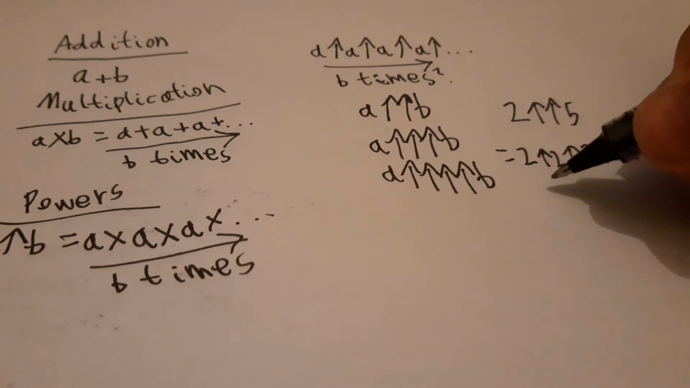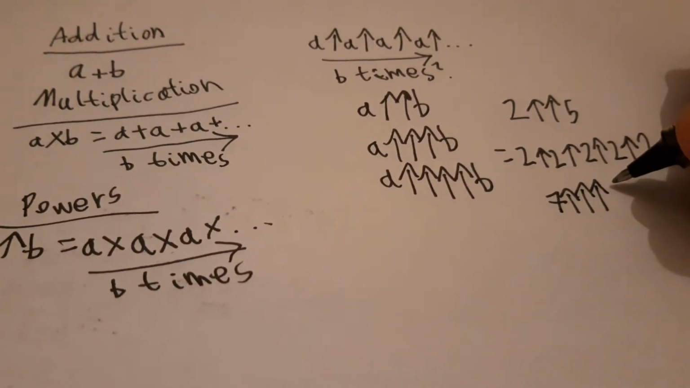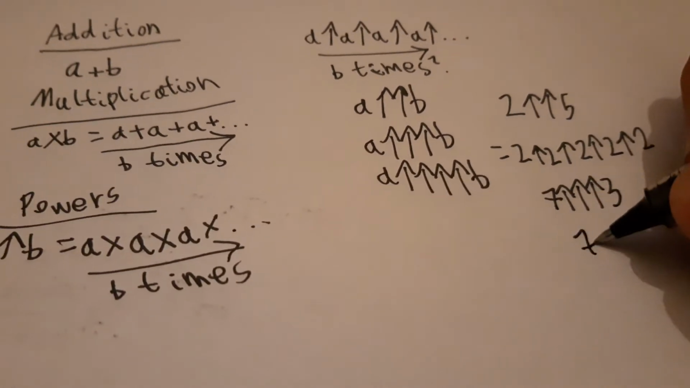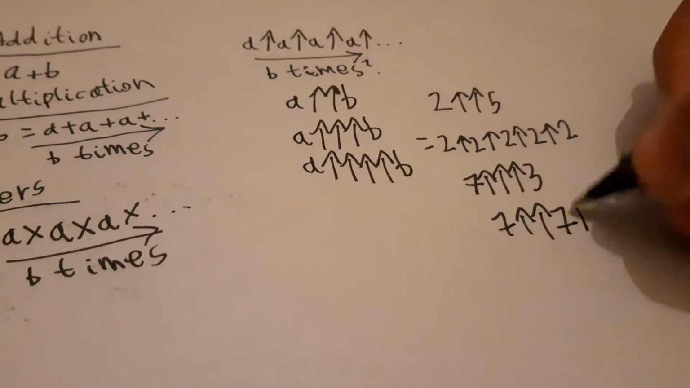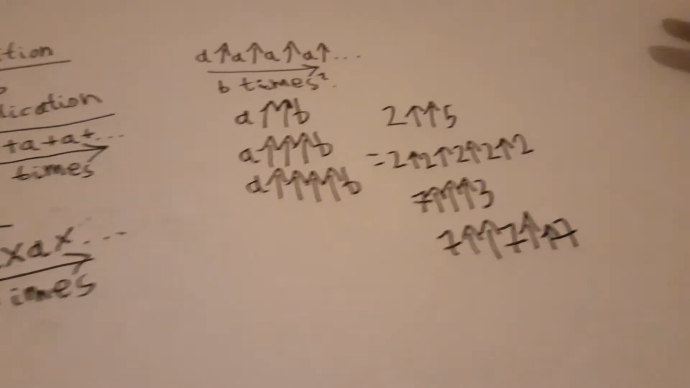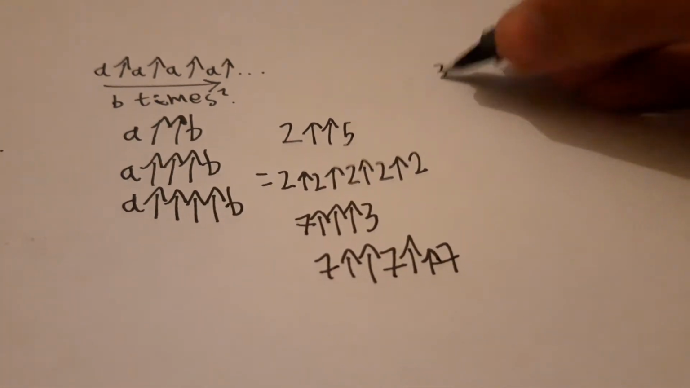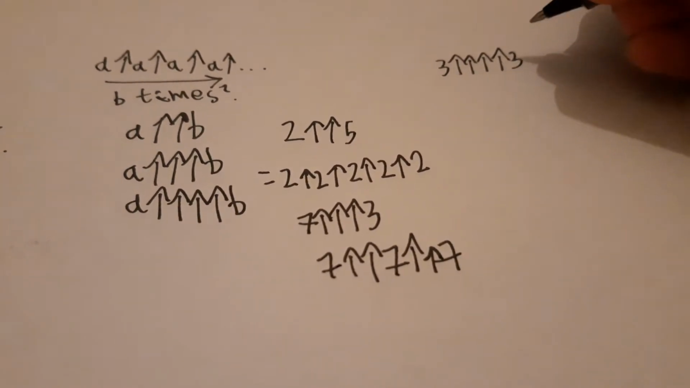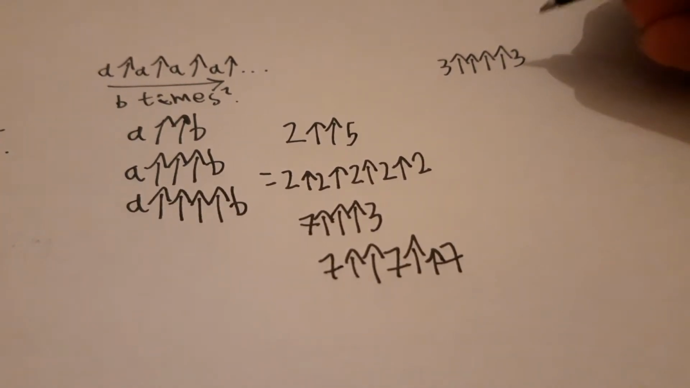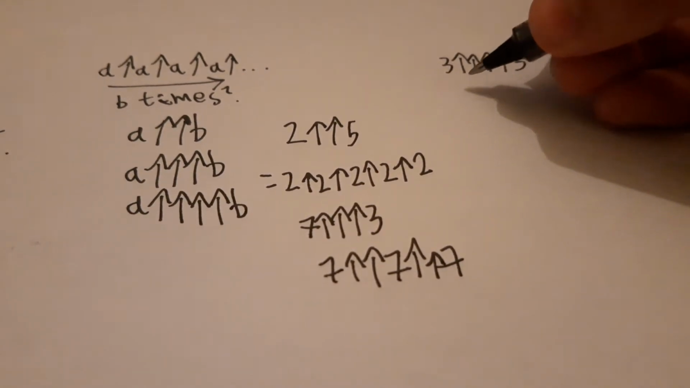So, for example, 2 double arrow 5 can be written as 2 arrow 2 arrow 2 arrow 2 arrow 2. Now, 7 triple arrow 3 can be written as 7 double arrow 7 double arrow 7. Now, we're going to look at a number called 3 quadruple arrow 3. I'm going to explain to you how massive this number is. So, let's start with writing it out.